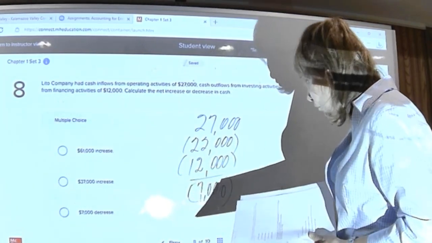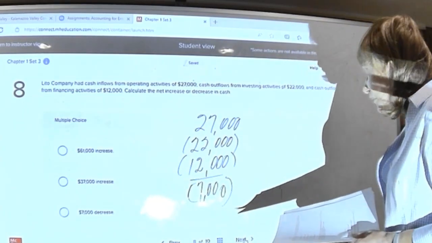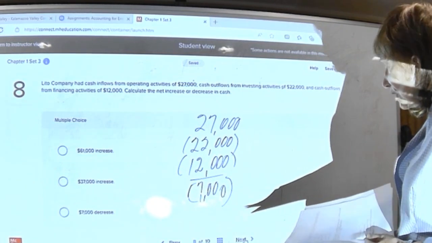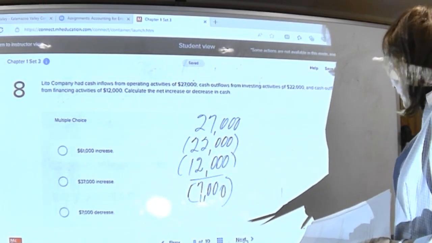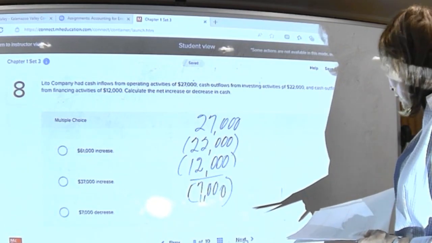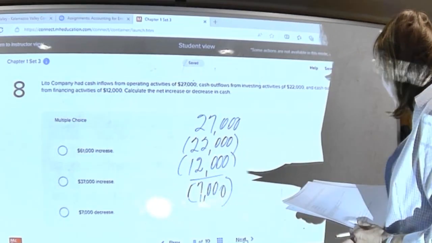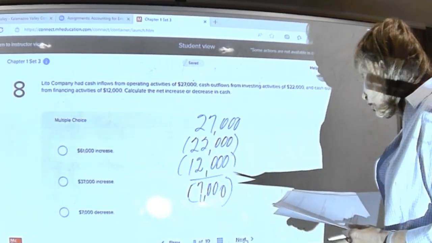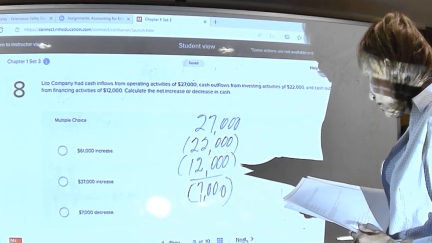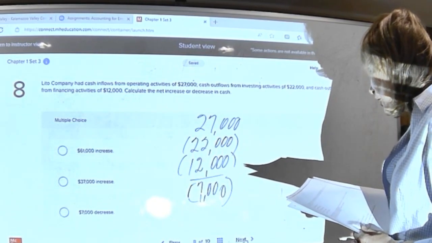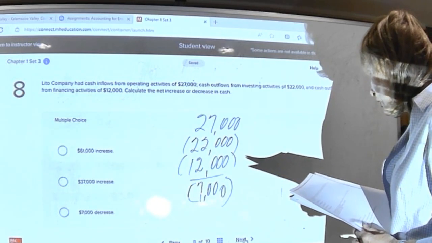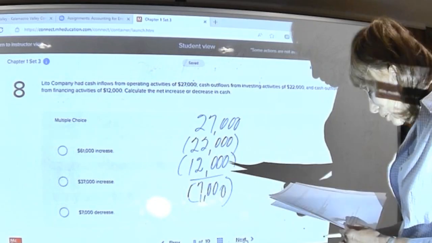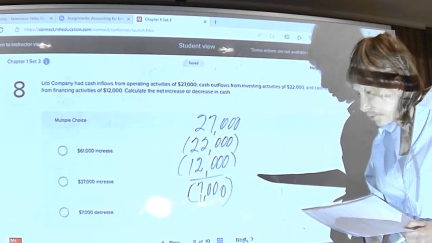7,000. Okay, let me go back over that because it wasn't very clear for you. They start off with an inflow, an increase in cash from the day-to-day operation, 27,000. They do some investing and lose 22,000. There it is going out. And then they do some financing, which costs them another 12,000. We net those numbers out. They net to a negative 7,000. So we have an outflow, total outflow of cash, 7,000. That's the third option down.